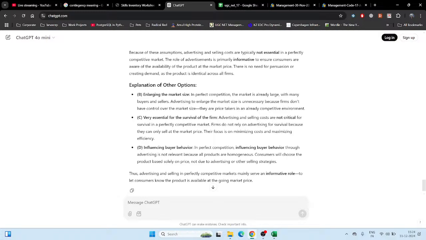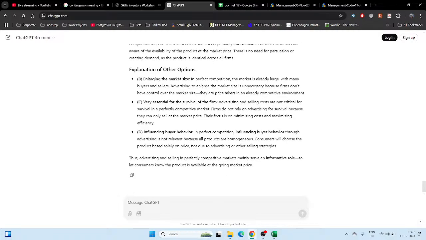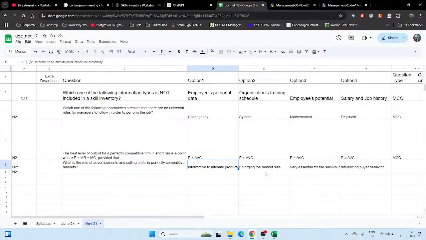Influencing buyer behavior in perfect competition. Influencing buyer behavior through advertising is not relevant, because all the products are homogeneous, so consumers will choose products solely on price, not due to advertising or other selling strategies. Thus, advertising and selling in a perfectly competitive market mainly serves an informative role, to let consumers know about the product.